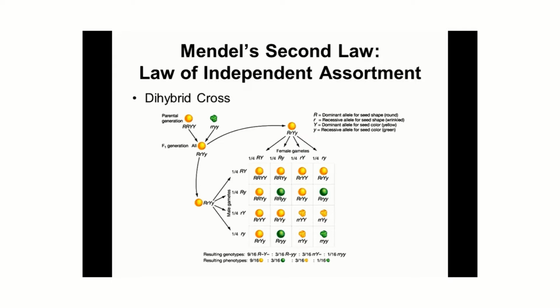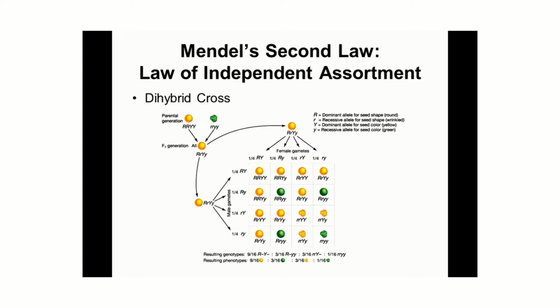So here you get the F1 generation. All of them are round and yellow, but they are not pure round and yellow. They are heterozygous round and yellow. Heterozygous round is capital R, small r. Heterozygous yellow is capital Y, small y. So that is how we get heterozygous round and yellow in the F1 generation, which indirectly indicates that round is the dominant shape for seed shape and yellow is the dominant color for seed color.